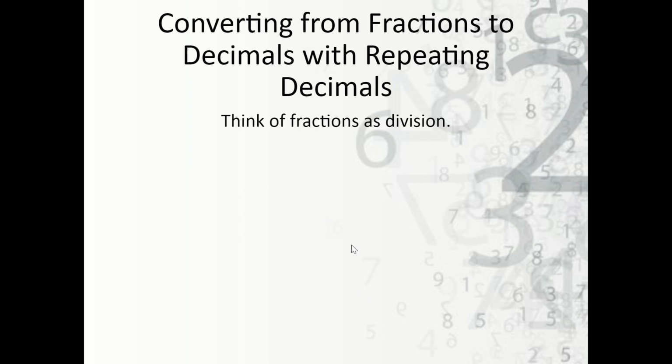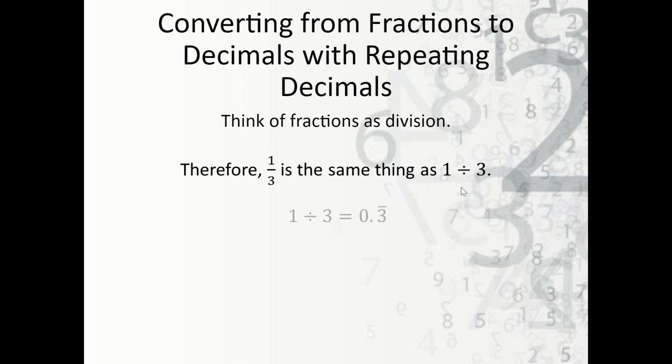Now, how do we convert from fractions to decimals with repeating decimals? So again, think of fractions as division. So therefore, 1/3, that's the same thing as 1 divided by 3. When I put it into my calculator, I get 0.3 repeating.